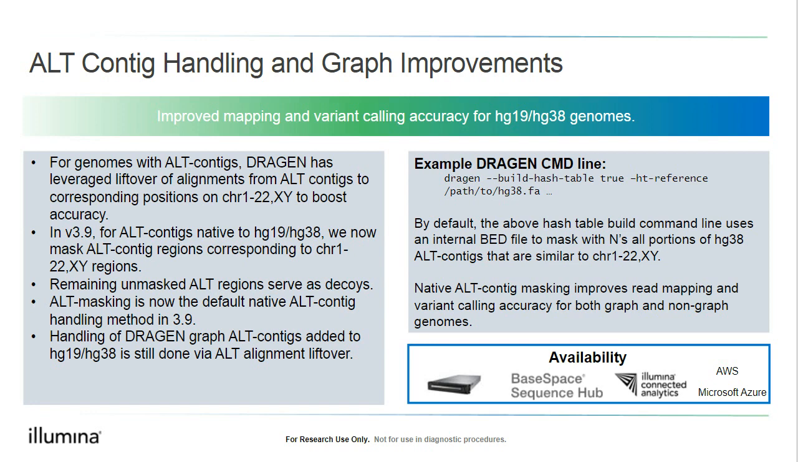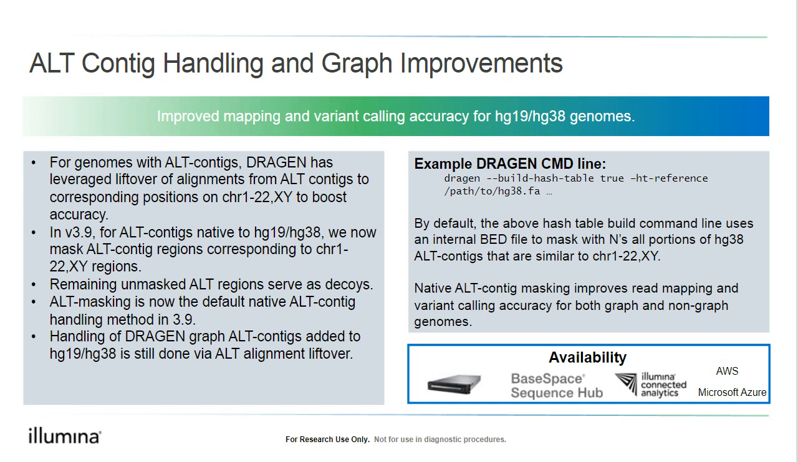This is something that's default. When you build the hash table with 3.9, we use an internal bed file to mask those alternate contigs, and this will happen for the HG19 and the HG38 references. This native alt contig masking will improve the variant calling accuracy, which I'll show in the next slide.